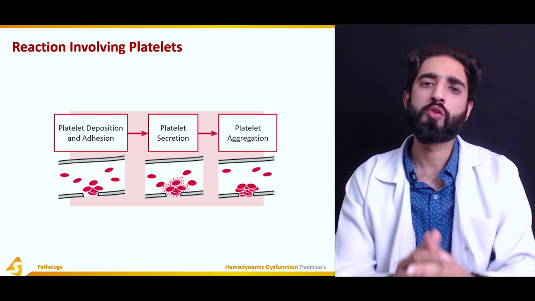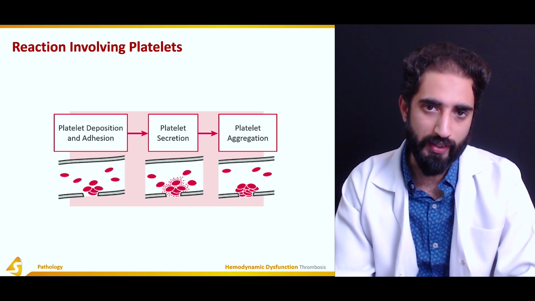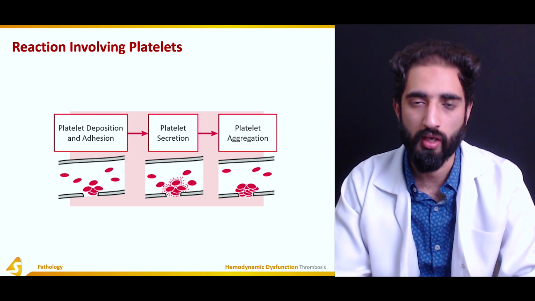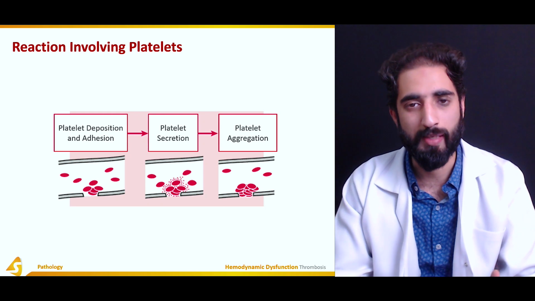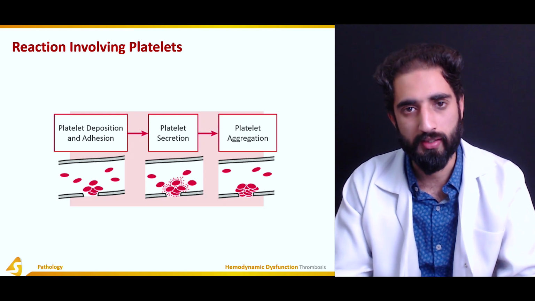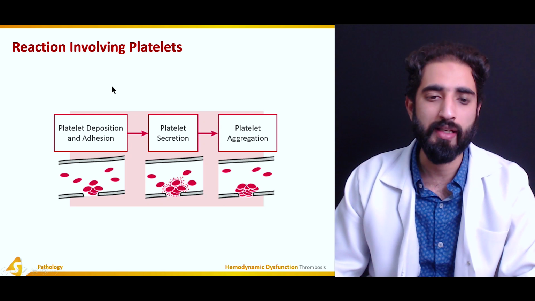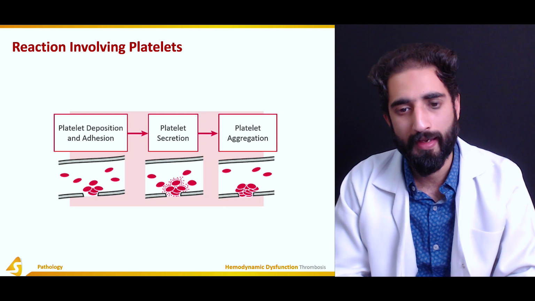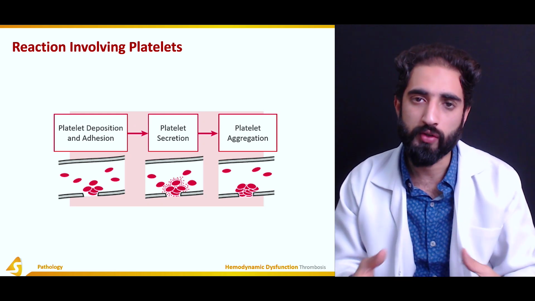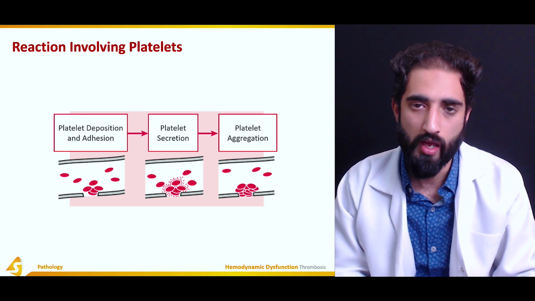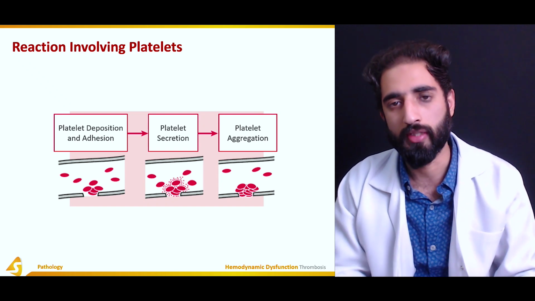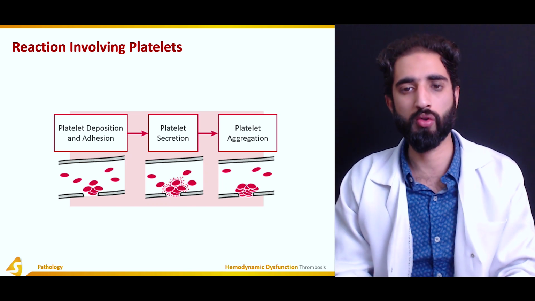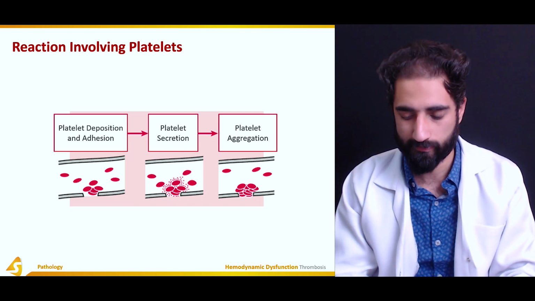So, if we want to summarize how platelets respond in the formation of the thrombus, it can be simply divided into three distinct phases. One is the platelet deposition and adhesion in response to endothelial injury. The second is the secretion of different types of products by the platelets, followed by aggregation of the platelets in one place at the site of endothelial injury, which is also known as platelet aggregation.